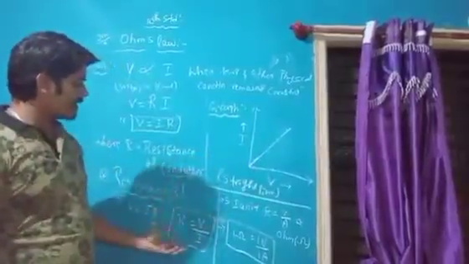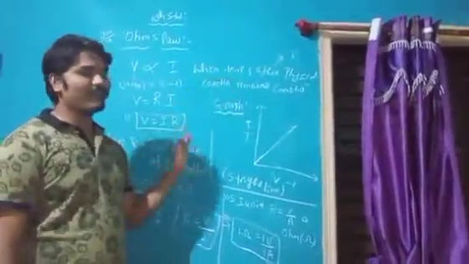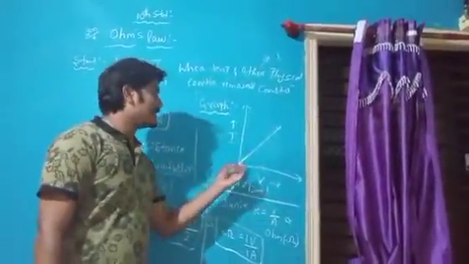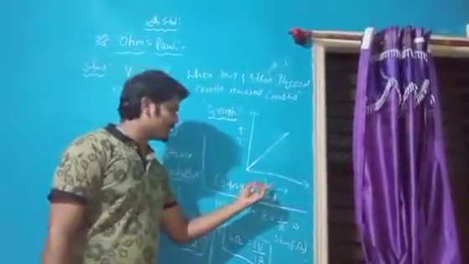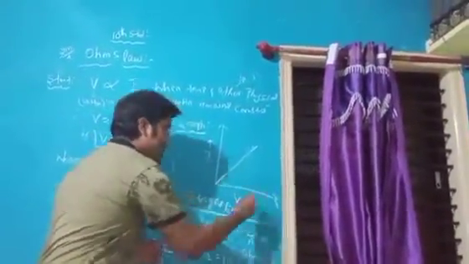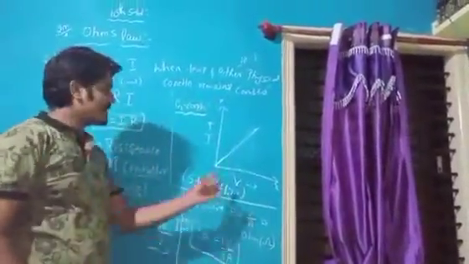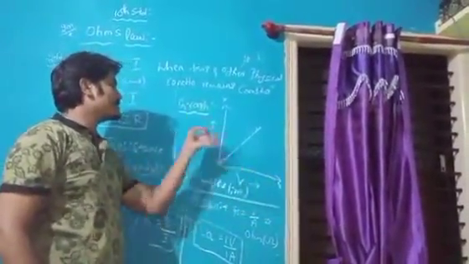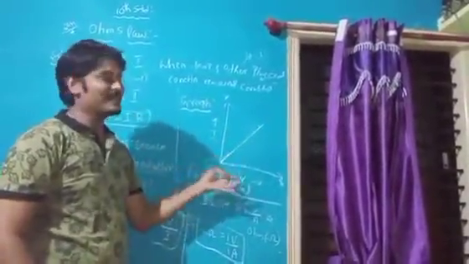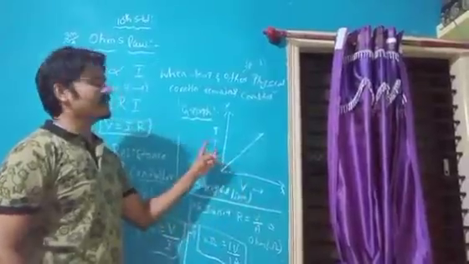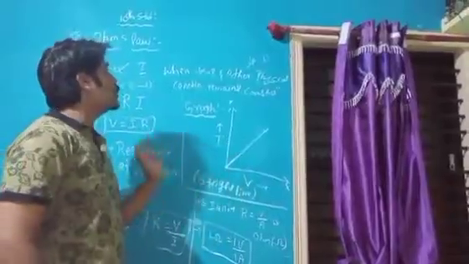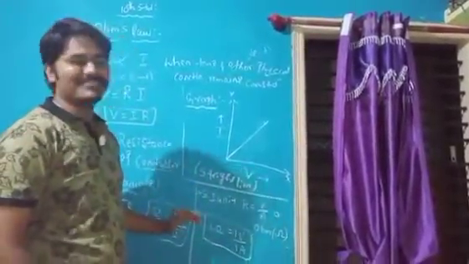If you plot the graph for Ohm's law, it is always a straight line. If you plot V, voltage, along the x-axis and current I along the y-axis, then the curve obtained is always a straight line. The straight line indicates that potential difference and current are proportional. This is about Ohm's law and its constant.